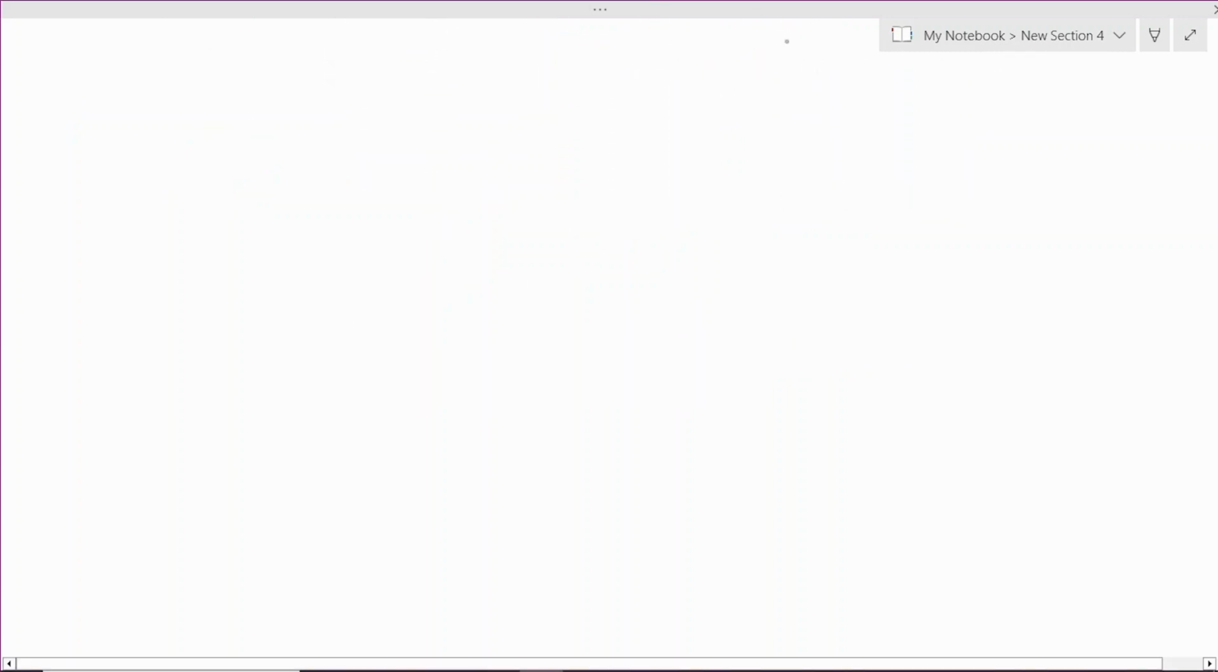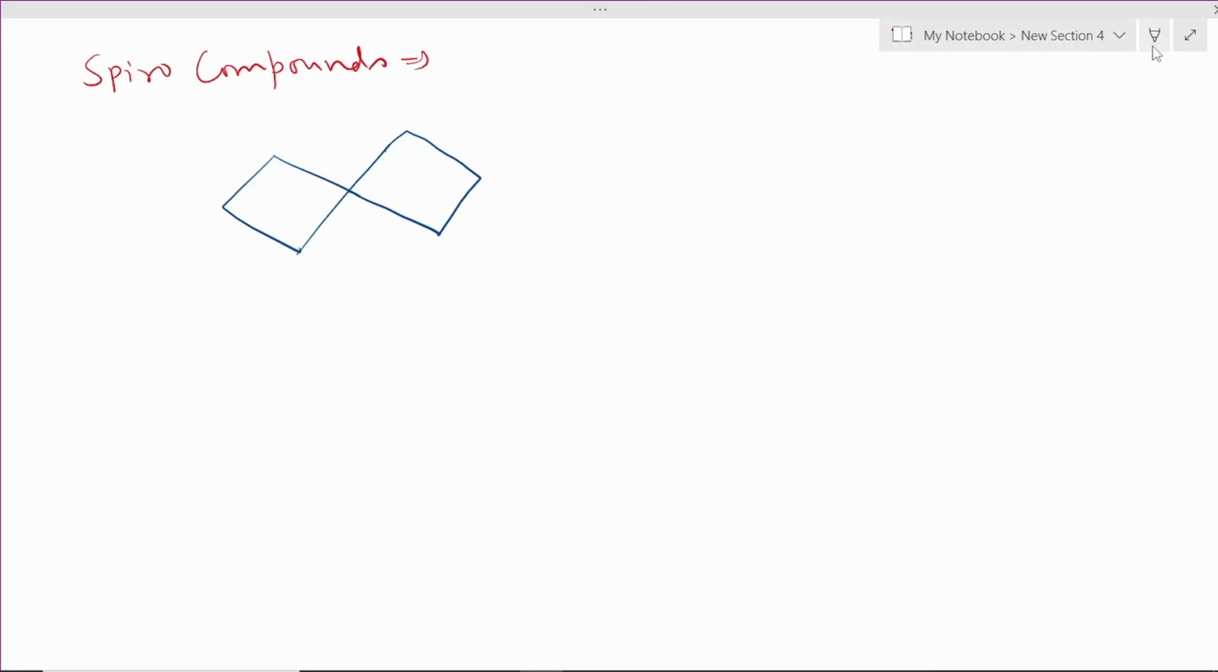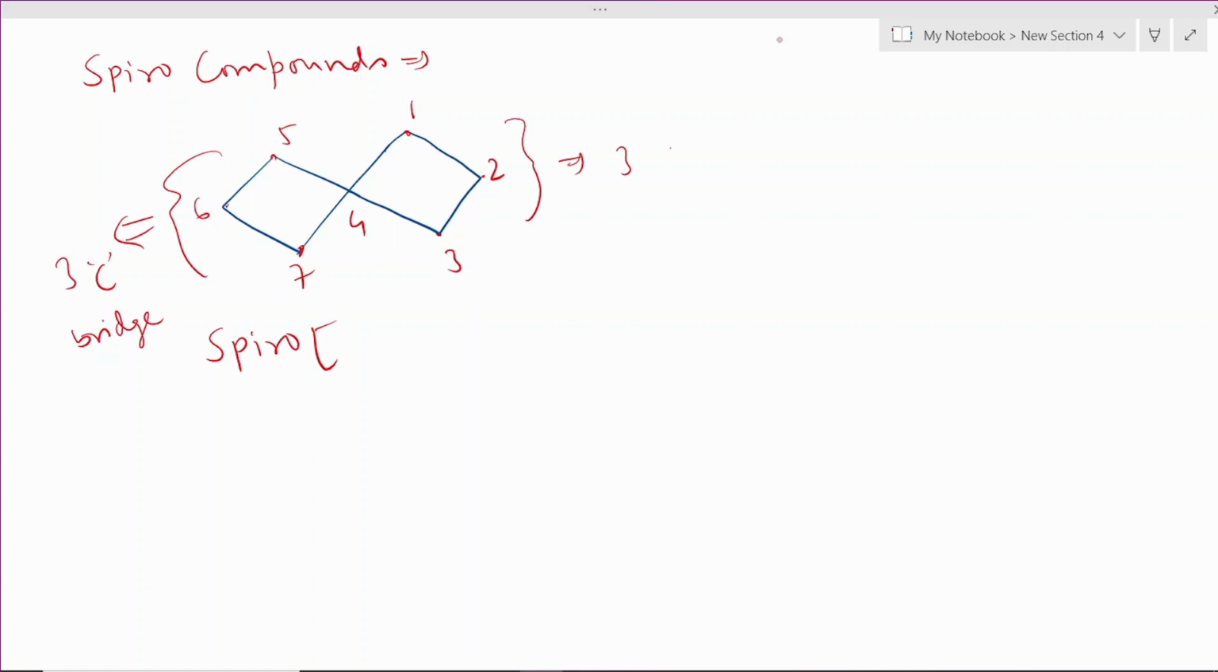Now we move on to the nomenclature of spiro compounds. Firstly, we have to do numbering. So it is 1, 2, 3, 4, 5, 6, 7. So simply write spiro, then third bracket, then see the number of carbon bridge. So here it is 1, 2, 3, 3 carbon bridge, and here also it is 1, 2, 3. So it is 3 carbon bridge, spiro[3.3] heptane.